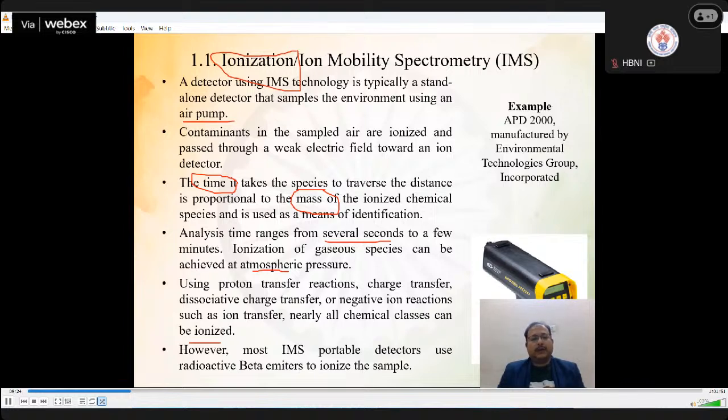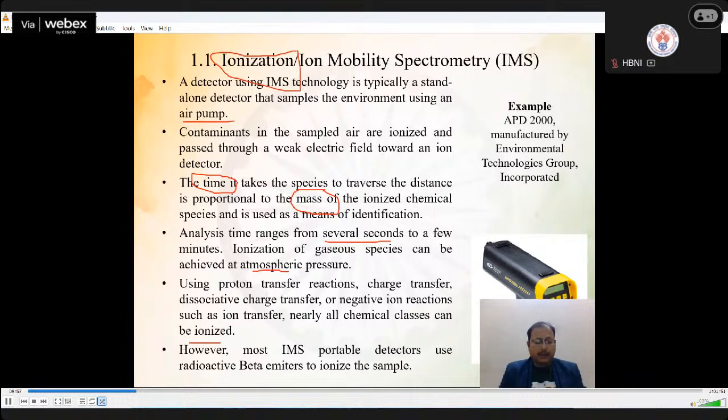However, most IMS portable detectors use radioactive beta emitters to ionize the sample. So we have to simply understand the sampling mechanism. This is very easy to understand, which type of sample is used. So it is very much required. When we go for this particular technology, or ionization, again we have to understand that it is a process by which an atom or molecule gains or loses electrons, resulting in a negative or positive charge. So ionization is the basic crux or the principle by which this mechanism is being used.